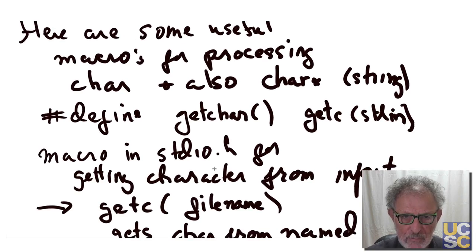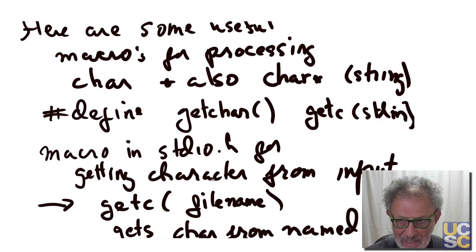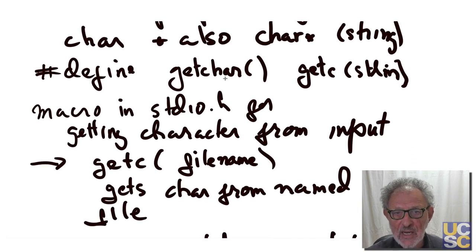So some useful macros for preprocessing include character preprocessing, and also for char star, which is our way of talking about a string, namely a pointer to char, includes something like #define getchar(), and that is #defined as getc(stdin). Stdin is the name assigned to input, that's why it's in, which generally will start by being the keyboard.